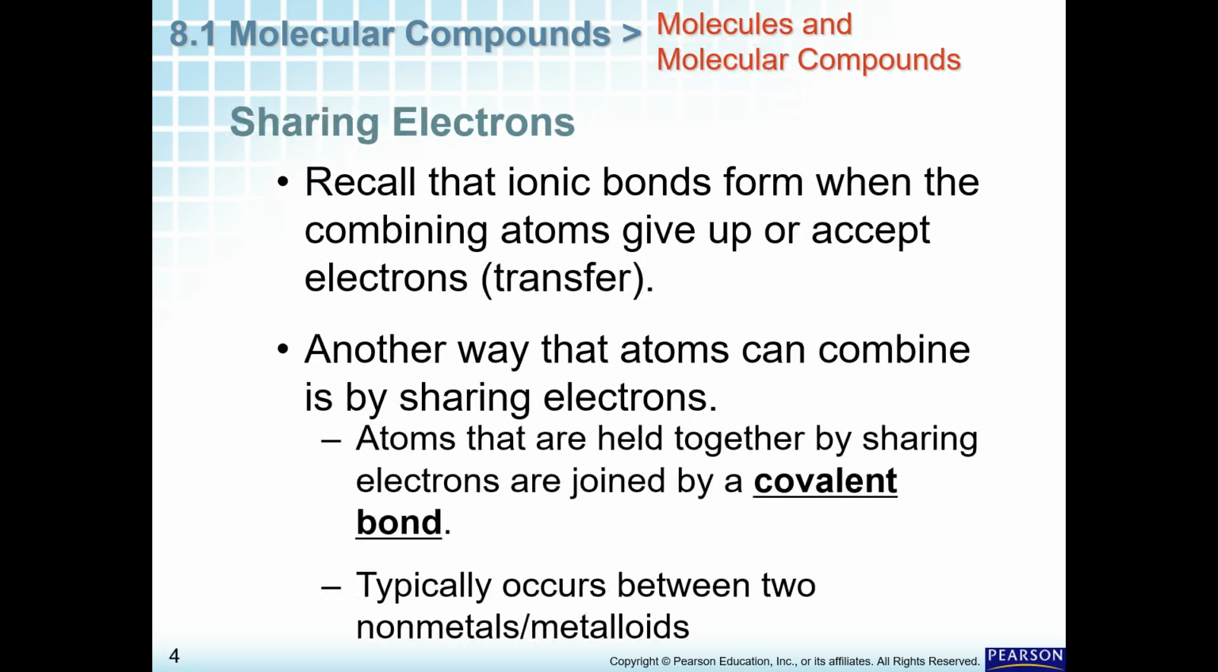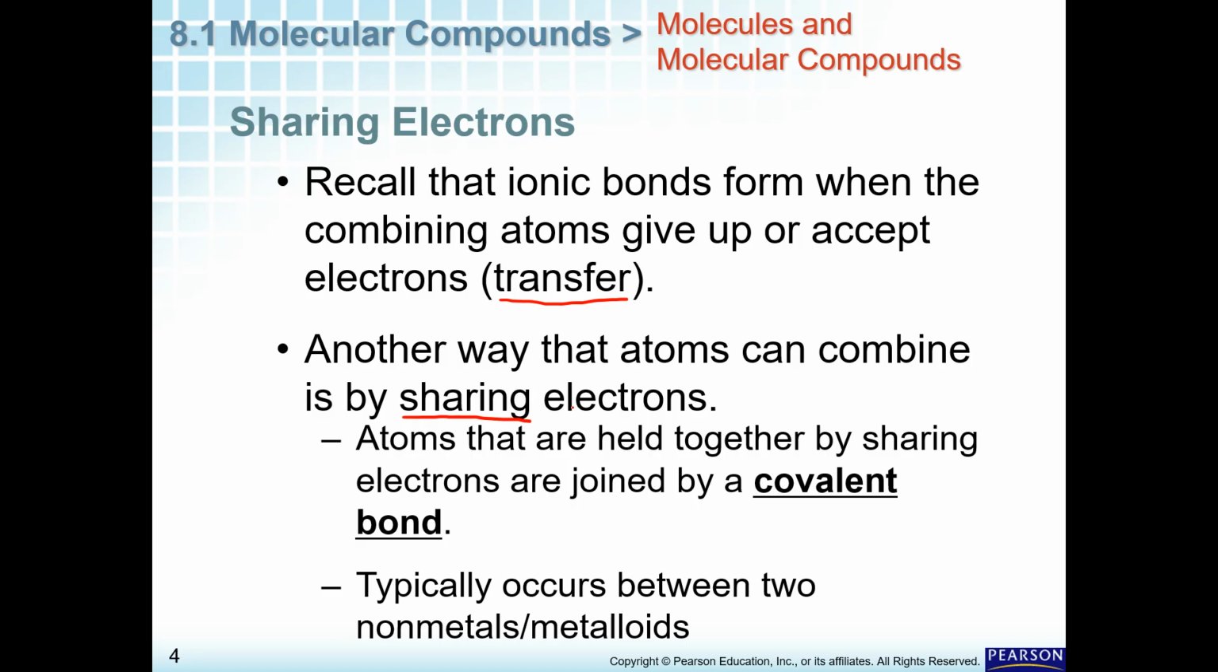Now, we're going to take this information and learn about a second type of bond that can form. So recall that ionic bonds formed whenever an atom gave up and another atom accepted electrons. In other words, there was a transfer of electrons. Somebody lost and somebody gained. But that's not always the case. Another way that atoms can combine is by sharing electrons. When they share electrons, they can actually still fulfill the octet rule and get 8 electrons, but instead of stealing them from somebody else, they are sharing between them.